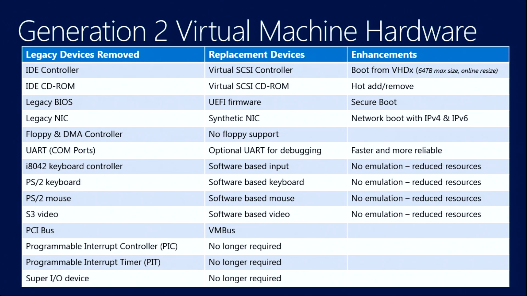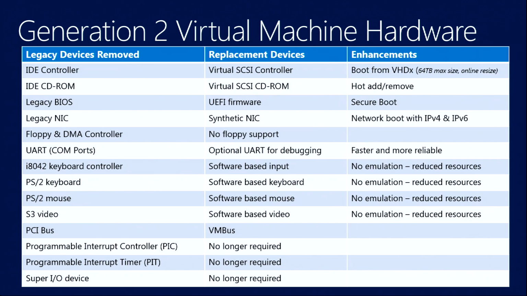There are a couple of interesting places, though, where we do get a performance boost from Generation 2 virtual machines. The first one is actually boot time. Because we have fewer devices to enumerate, we're not doing emulated devices, and so on, Generation 2 virtual machines tend to boot about 15% faster than Generation 1 virtual machines. The other one, interestingly enough, is actually operating system install time.